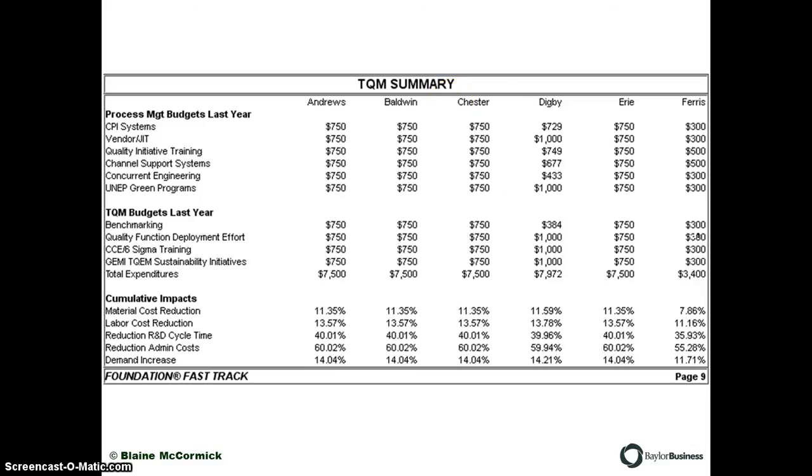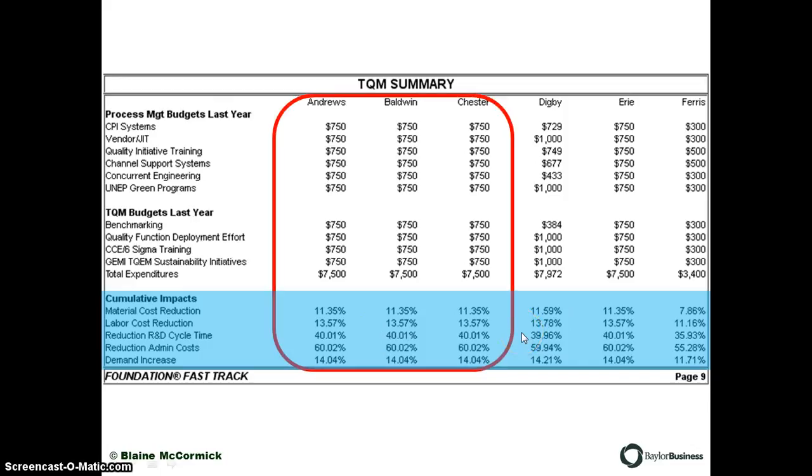But I'll jump to round 5, and once TQM comes on, there are several things to note. The outcomes is where I'll start. Down here at the bottom, the cumulative impacts, you can see the reduction or increase, demand increase, or material cost reduction here across all 6 firms. And this is kind of where my eye goes to see how I'm competing versus my peers. I'll just say, here's the decisions that you make on your TQM. You can see these firms all spent the same amount on TQM, and they have the same outcomes here.